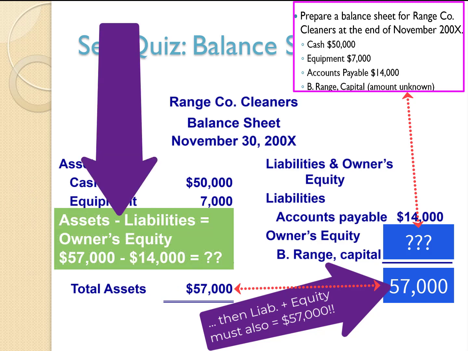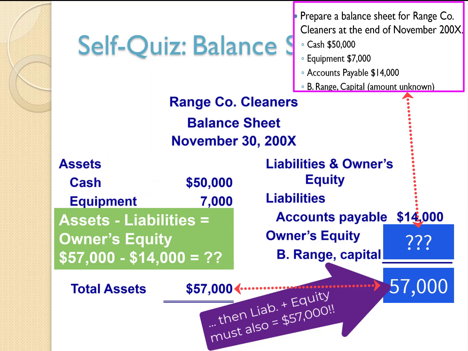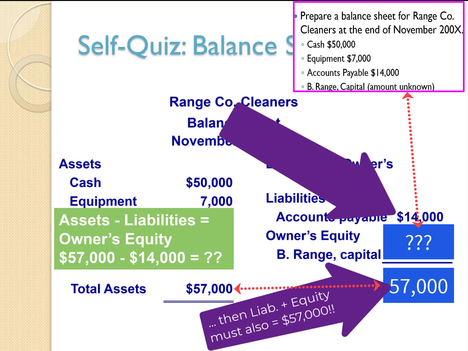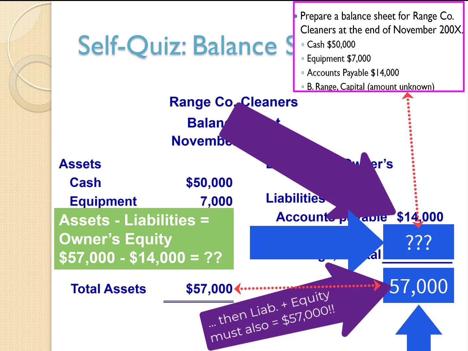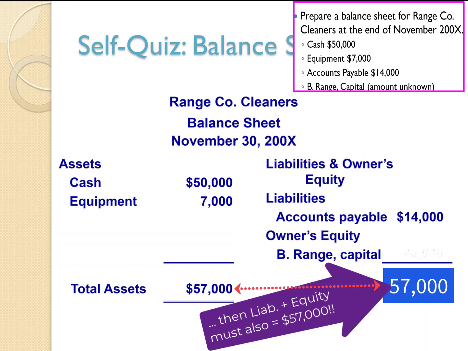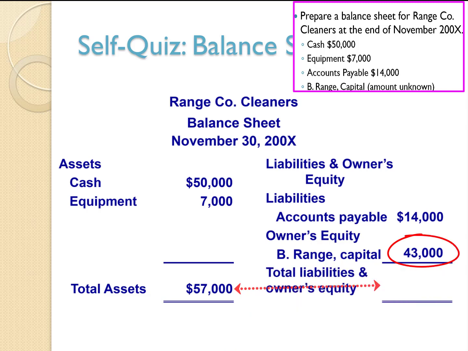So assets minus liabilities equals owner's equity. So $57,000 minus $14,000 equals what? In other words, $14,000 plus what equals $57,000. It's $43,000. So then we list total liabilities and owner's equity, and we add up the $14,000 plus the $43,000, and we get $57,000. And there you go. Our very first balance sheet does balance.